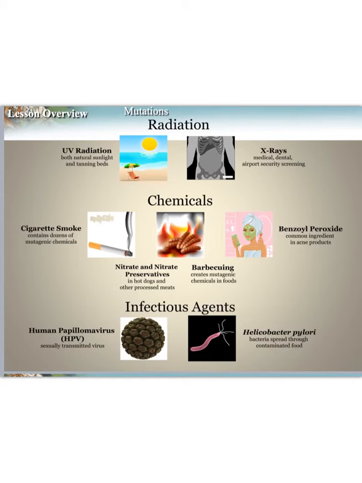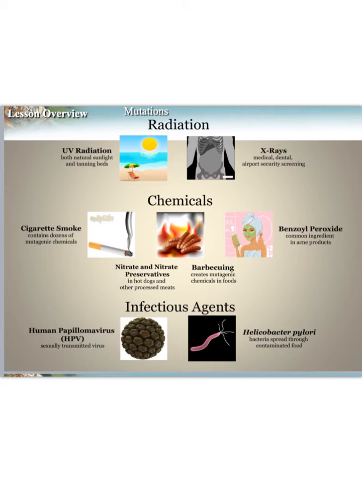This slide lists some common mutagens: UV radiation, both natural and from tanning beds; X-rays from medical, dental, and airport screenings; chemicals such as cigarette smoke, nitrates and nitrites, preservatives such as in hot dogs and other processed food. Barbecuing creates mutagens in the chemicals in food by altering them. Benzoyl peroxide, which is also considered a mutagen, is a common ingredient in acne products.